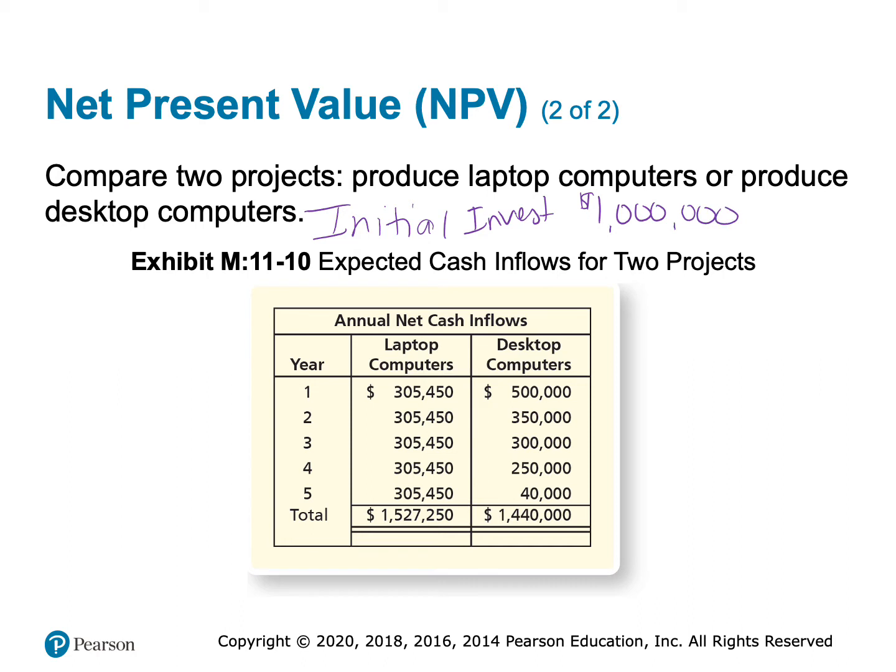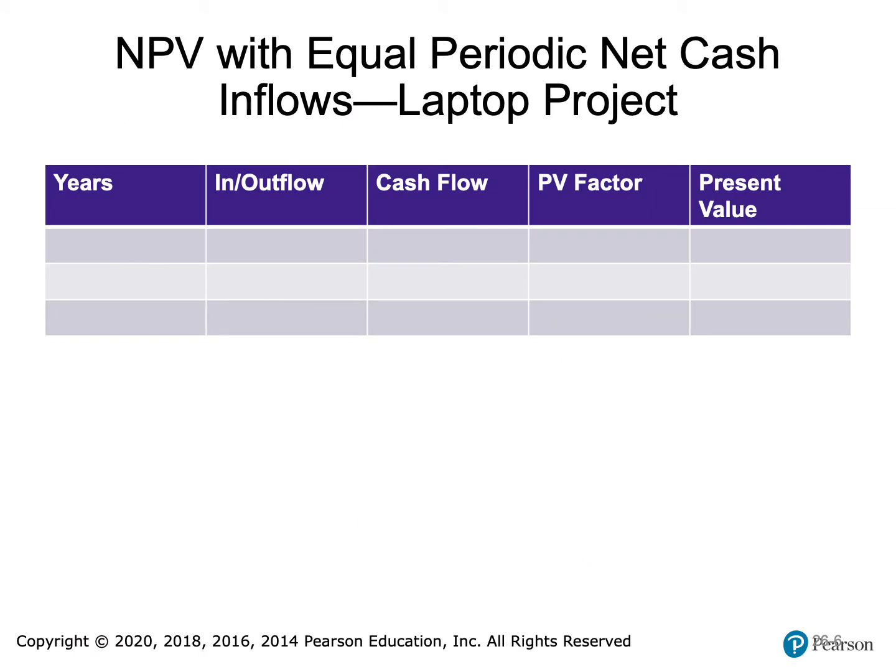So we can see that the net cash inflows for the laptops are $305,450 every year for 5 years. Since this is the same every year for 5 years, we're going to use that annuity table. Now for the desktops, notice that the amount is different every year. So since it's different every year, we can't use the annuity table. We're going to have to do this one all in the single sum table, or this $1 table. So let's look at the laptop project.